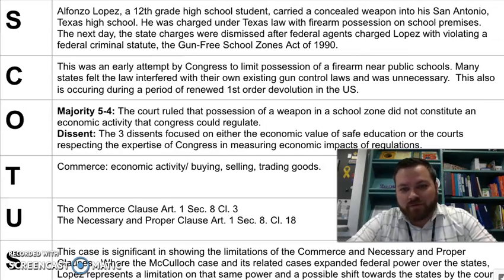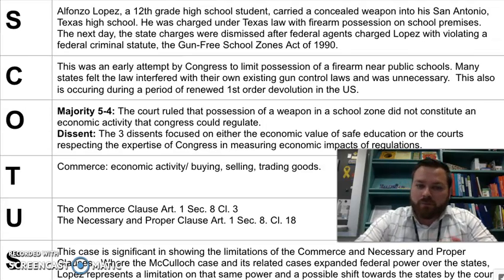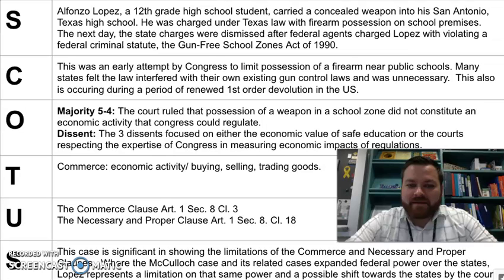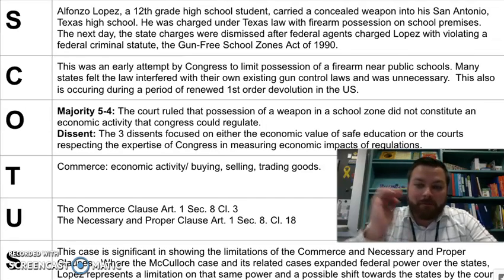And when Congress wrote the Gun-Free School Zone Act, they cited the Commerce Clause as the constitutional root of their authority to make this law, through the Necessary and Proper Clause. And the courts basically said, that's too broad a definition. There's no economic activity that constitutes commerce in this situation, so Congress didn't have the baseline constitutional authority to pass that law.